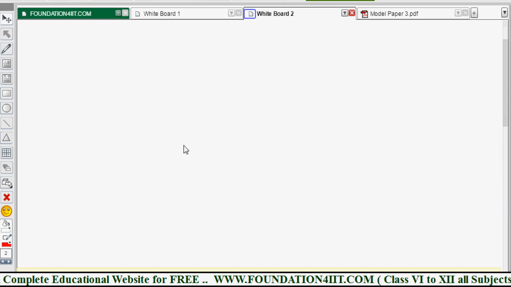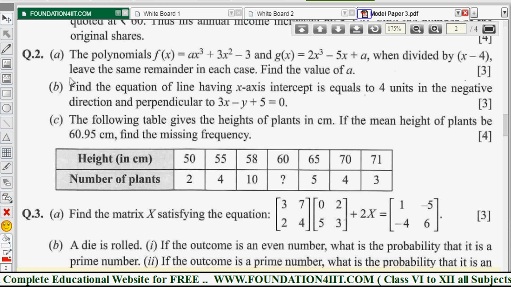And see next. Second one, in this second question B, find the equation of line. Find the equation of line having x-intercept equal to 4 units in the negative direction and perpendicular to 3x minus y plus 5 is equal to 0. We should find the equation of line having x-axis intercept equal to 4. So given the equation of the line 3x minus y plus 5 is equal to 0, let me take this.